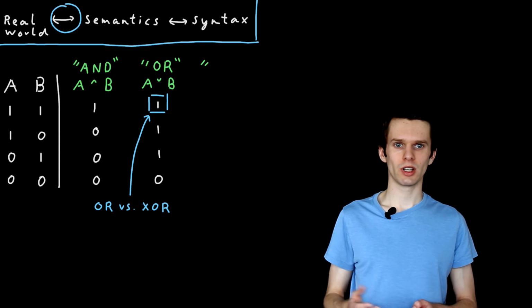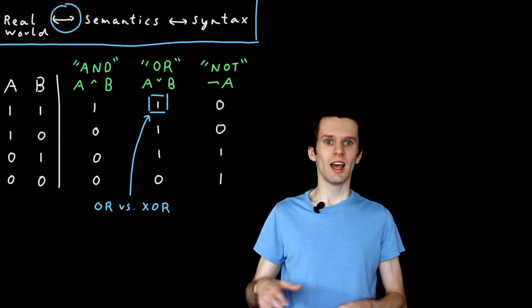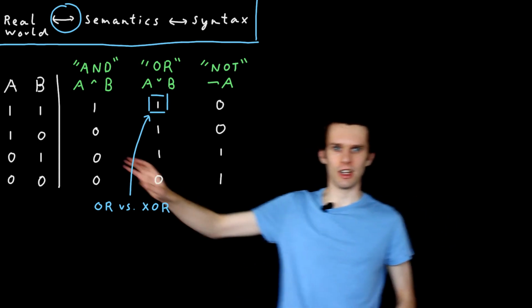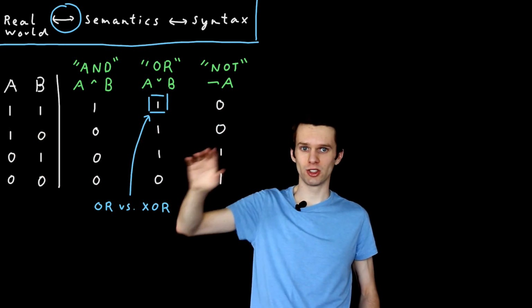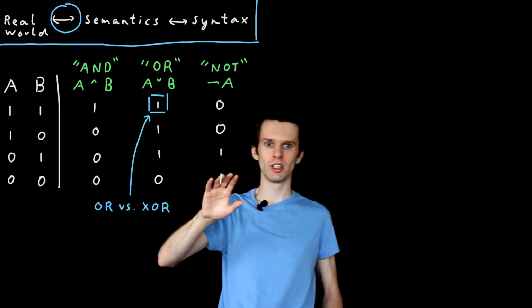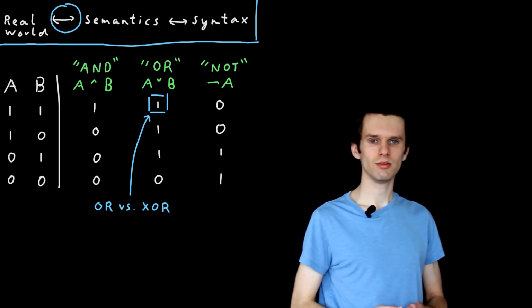Next, we're going to take a look at not. And this is a fairly intuitive one. If A is true, then not A is false, and vice versa. If A is false, not A is true.